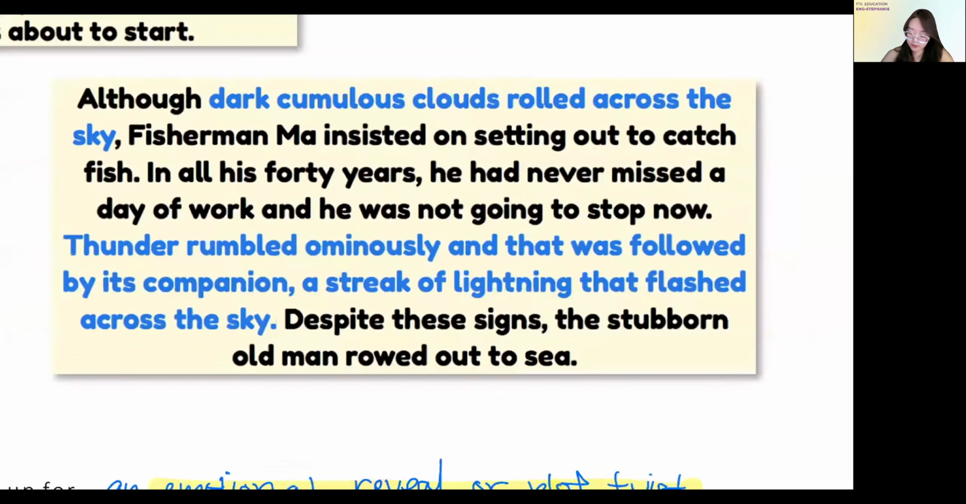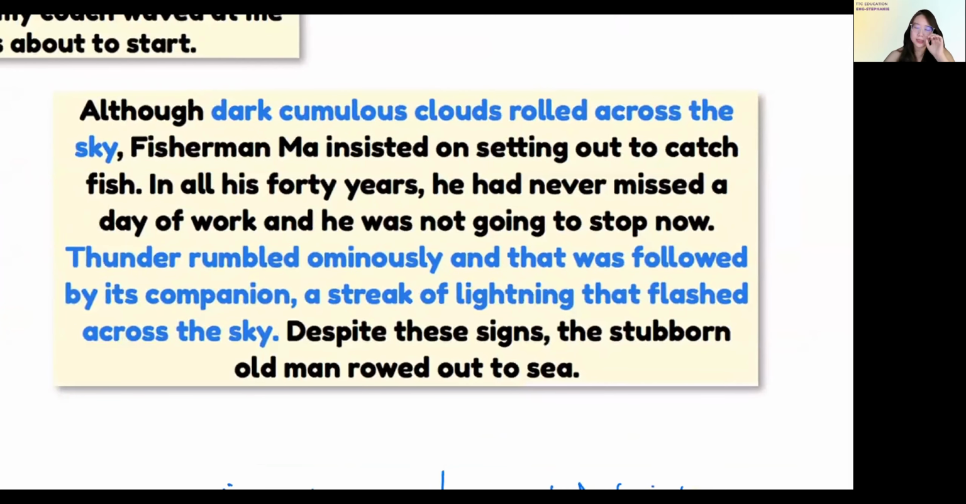Moving on to the next one, for another example, how is the foreshadow being applied? So this one, "although dark cumulus clouds rolled across the sky": cumulus means piled up, okay?